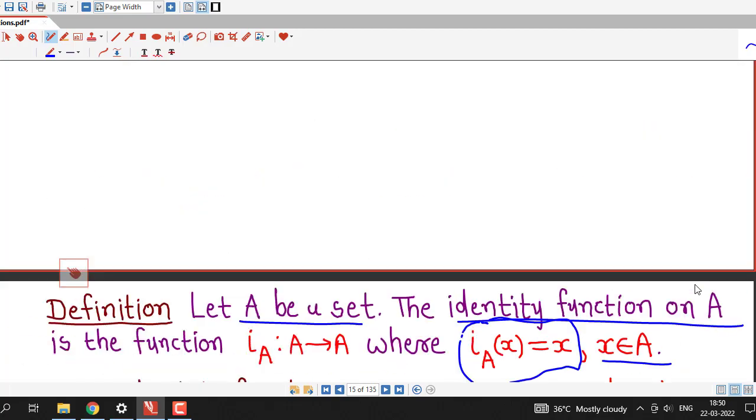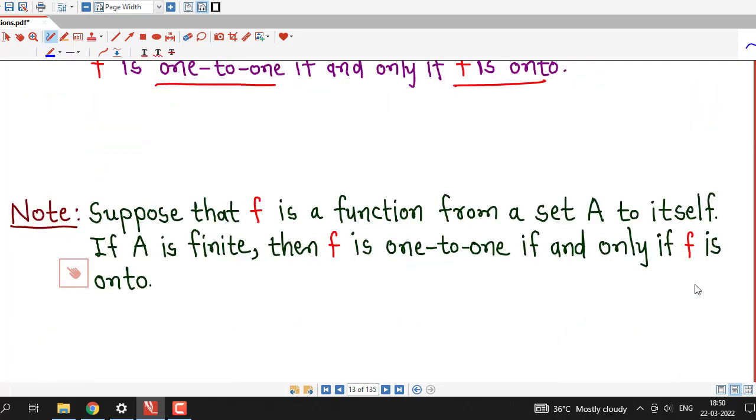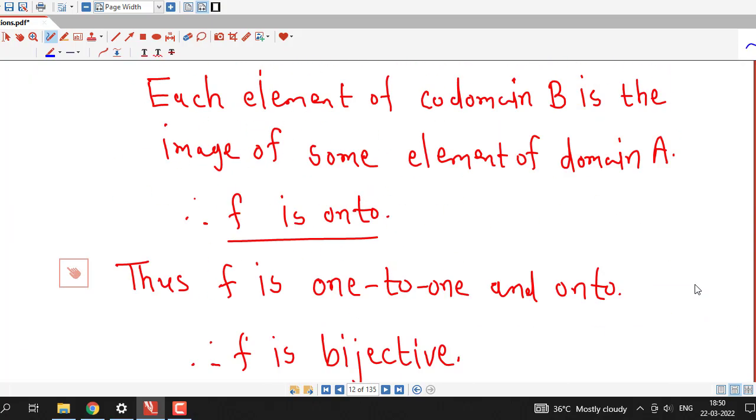So this is all about this session. In this session we have discussed the bijective function. So I stop here. Thank you.